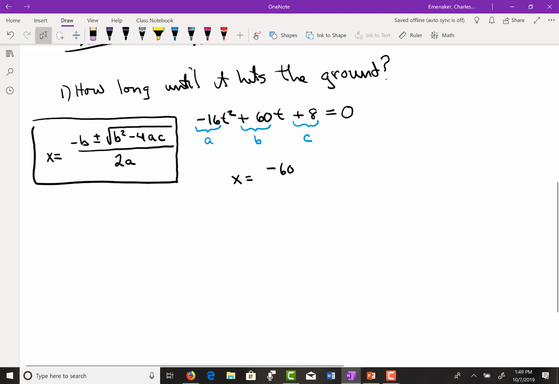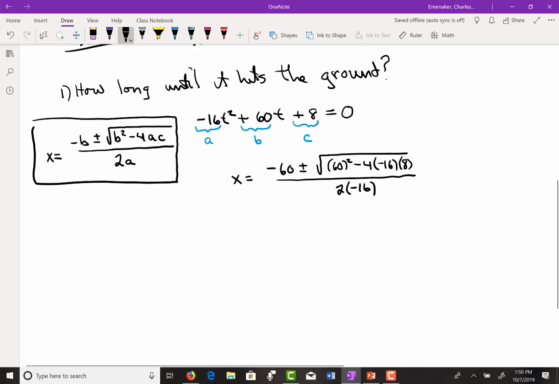So what we're going to wind up with then is x equals the negative of whatever b is, plus or minus the square root of b squared, so that's going to be 60 squared, minus 4 times a, that's a minus 16, times c is 8, all divided by 2 times this negative 16. Everybody okay so far? Yeah, but Chuck, I really don't want to have to mess with the quadratic formula anymore. I wish it'd go away. Sorry.